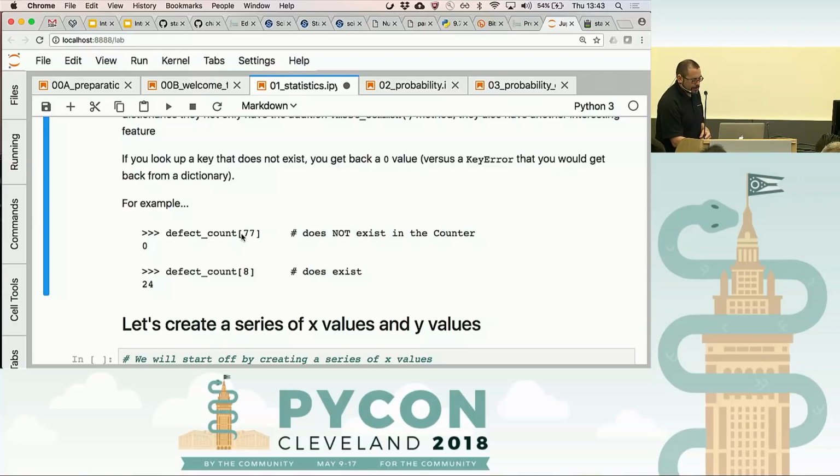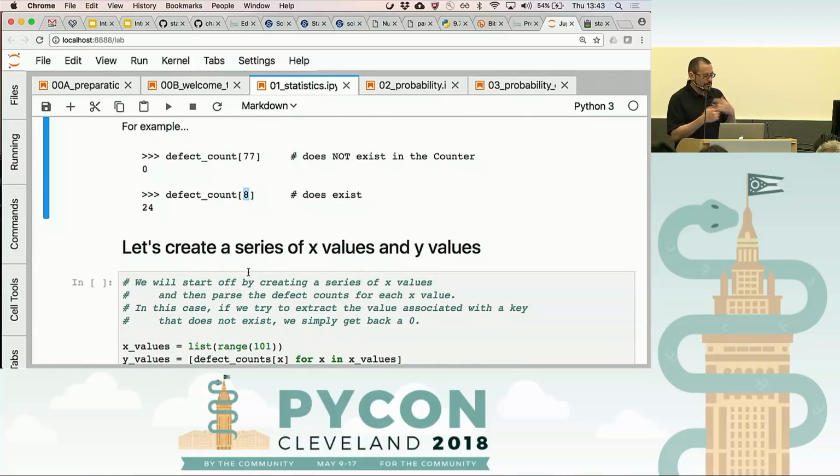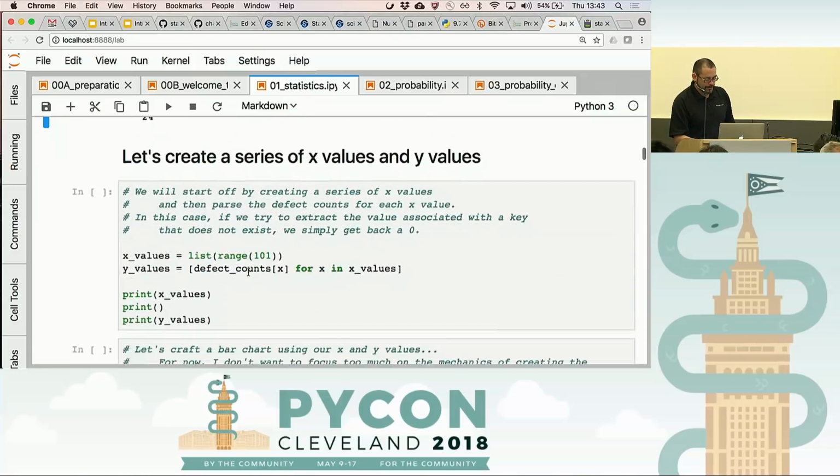If I try to access the number 77, which is not in my defect count, it goes, that's fine, and it just gives me back a 0. If I try and access a number that does exist, like an 8, it'll look into the counter and go, oh, there was a 24 stored there, and it'll give me back a 24. So this is kind of cool, and we'll take advantage of that particular functionality in a second.